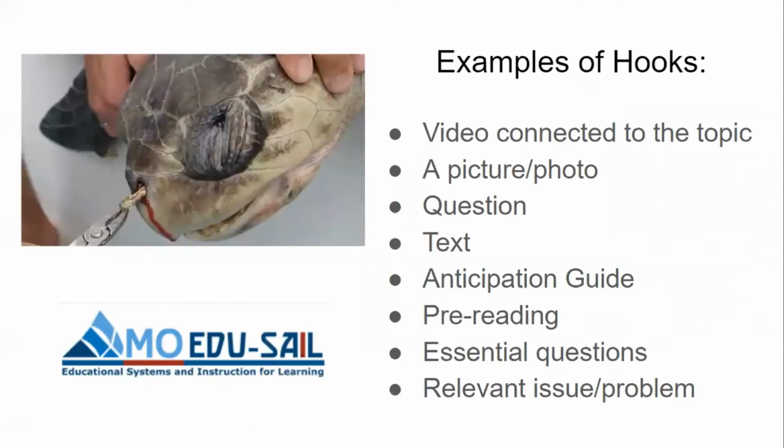When setting up a math or social studies lesson on modeling with proportions or carbon footprints, one example of a hook could be a picture or video of a turtle having a straw pulled from its nose due to the vast number of straws that end up in landfills, lakes, rivers, and oceans. What would students be interested in learning?